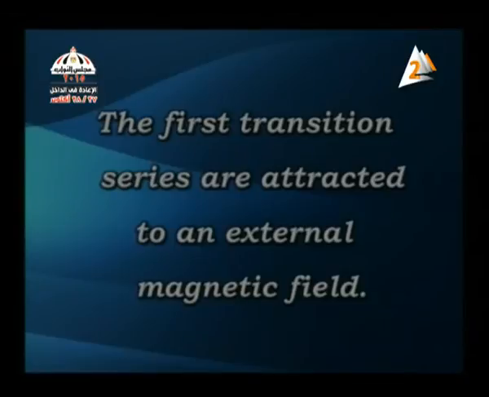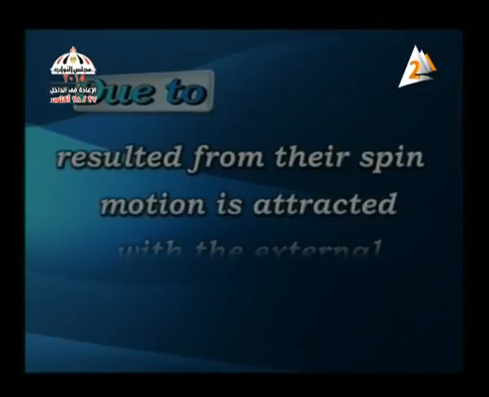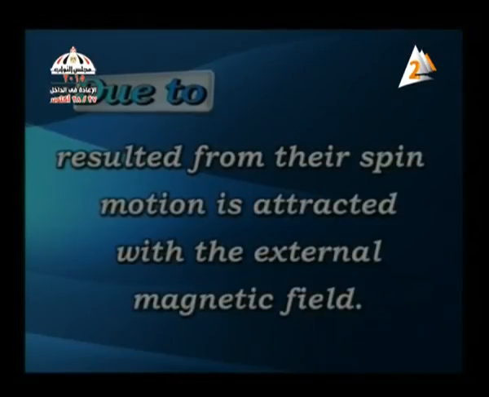Next point, the first transition series are attracted to an external magnetic field. This is due to what? It is due to the presence of unpaired electrons in the 3d orbital, such that the magnetic field resulting from their spin motion is attracted with the external magnetic field.